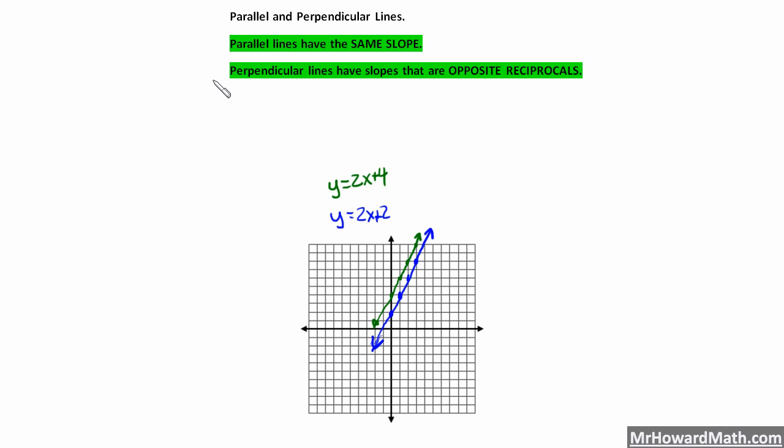Where students seem to struggle is with the perpendicular lines. Perpendicular lines have slopes that are opposite reciprocals, sometimes called negative reciprocals, sometimes called negative inverses. However your teacher describes it, the bottom line is the signs are different and the fraction is turned over. That's basically what it means. So let's look at some examples of what would be considered perpendicular slopes. Let's just make a table here of perpendicular lines and the slopes that go with them.